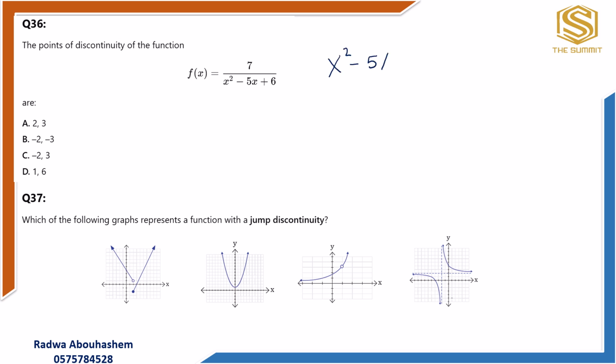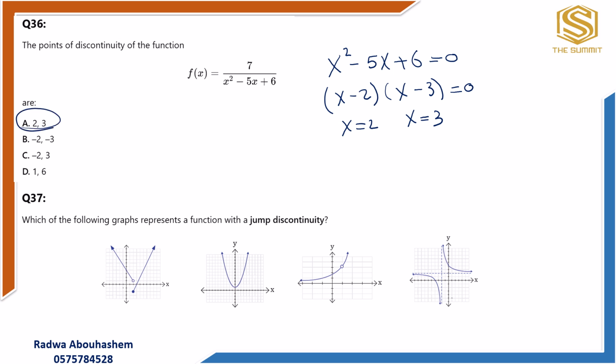x power 2 minus 5x plus 6 equal to 0, then factorize. So it would be x minus 6 times x plus 1 equal to 0. So maybe x equal, it's right here, my mistake, x minus 2 times x minus 3 equal to 0. So x equal 2 and x equal 3. So here I have x equal 2 and 3 as the vertical asymptotes.